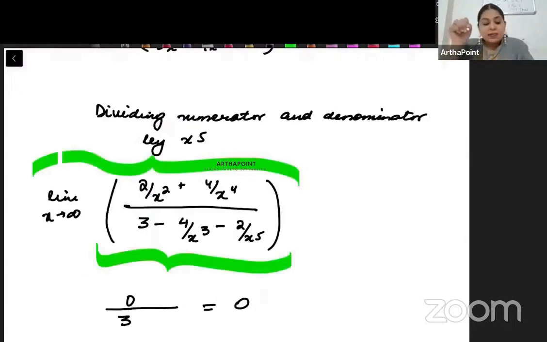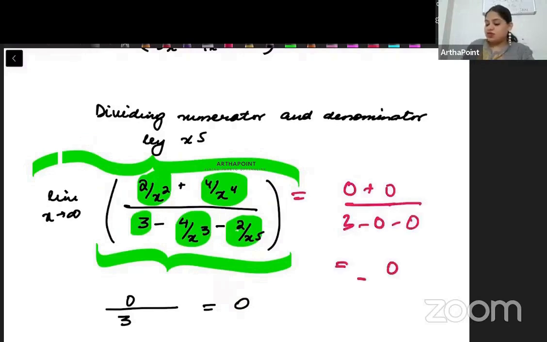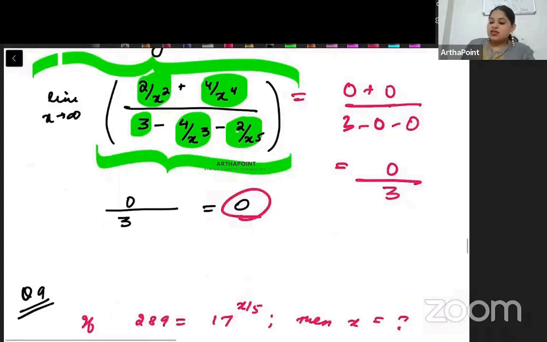Now, x must approach infinity. So 2 by infinity will be 0, anything by infinity is 0. This is 3, this is 0, this is 0. So you will get 0 plus 0 upon 3 minus 0 minus 0. So it will be 0 upon 3, which will be 0. So the answer to this question will be 0. That's the answer to this question. Okay, come to the next one.